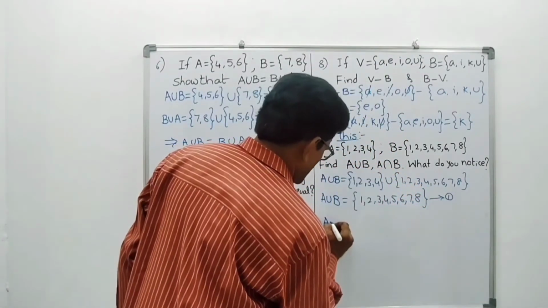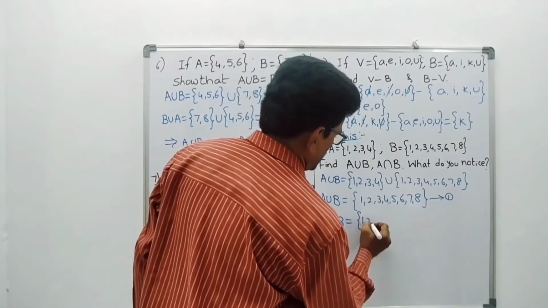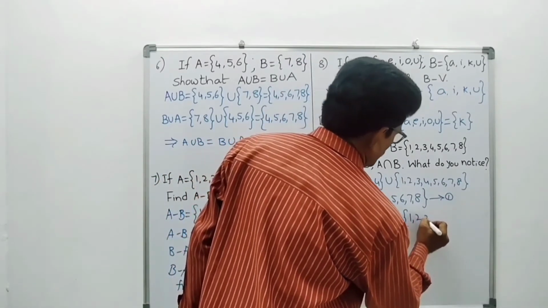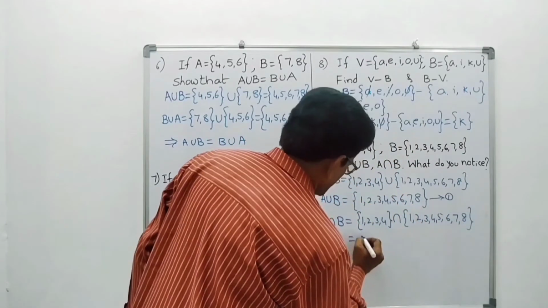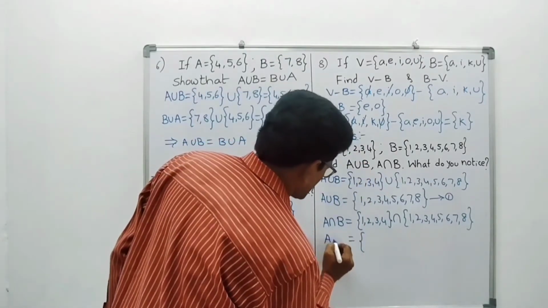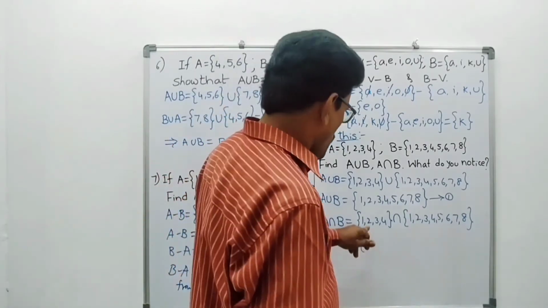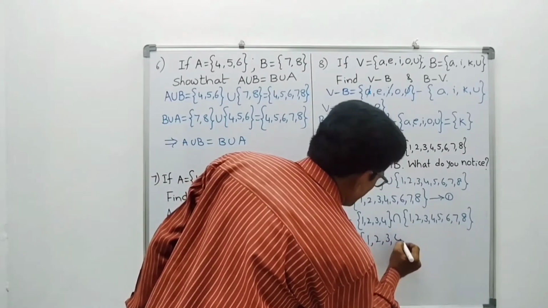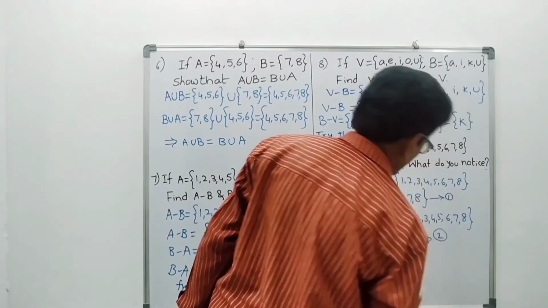Now A intersection B. Write down A, 1, 2, 3, 4, intersection B, 1, 2, 3, 4, 5, 6, 7, 8. Now what is the intersection part? Common elements. Okay? A intersection B means the common elements in both set A and set B. What are the elements common here? 1, 2, 3, 4. Here also 1, 2, 3, 4. So 1, 2, 3, 4. These are the elements common in both sets. That is equation 2.